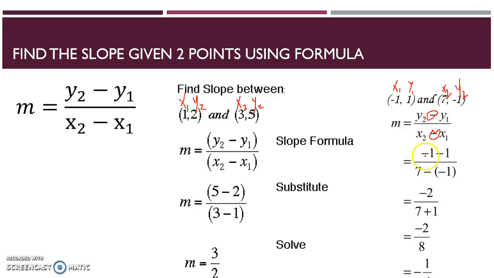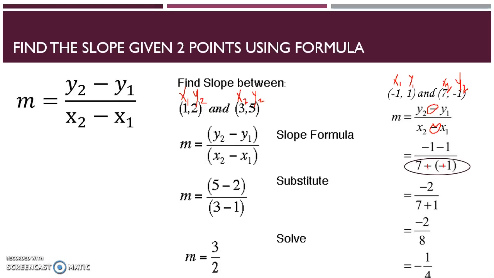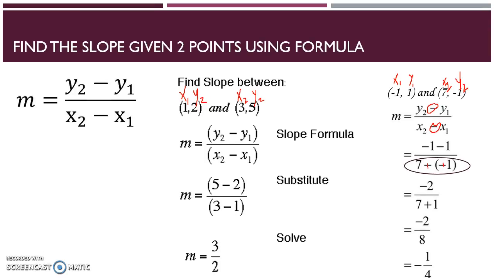We would fill in negative 1 minus 1 for the difference in y, and then 7 minus negative 1. Well, what happens there is that we wind up adding, of course. Remember that from many younger grades. So negative 2 over 7 plus 1 is negative 2 over 8, which reduces to negative 1 over 4. Okay?